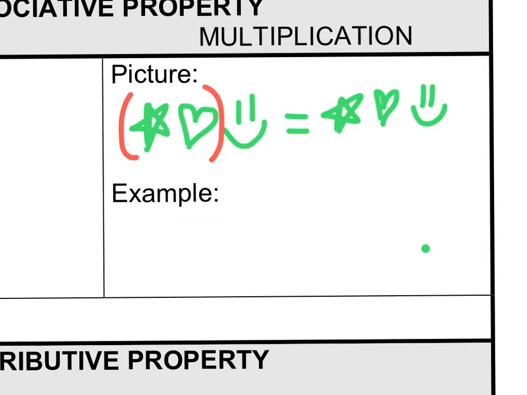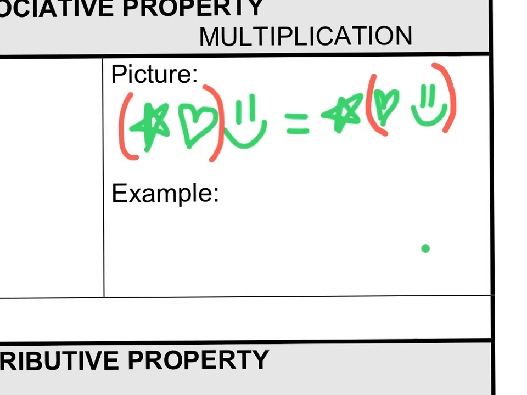Let's look at the associative property for multiplication. A star times a heart times a smiley face, with the star and heart associated by parentheses, is equal to a star times a heart times a smiley face, but this time the association needs to be by the other, with the heart and the smiley face. Notice that the order did not change. If we're talking about order, we're talking about commutative property.